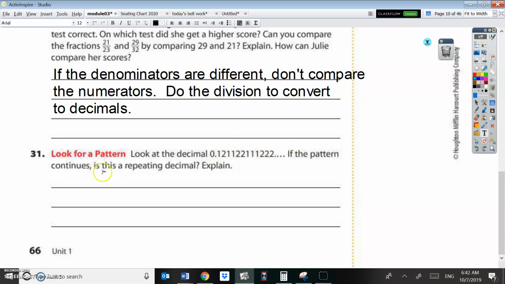0.1211221122. If the pattern continues, is this a repeating decimal? No. There is a pattern.